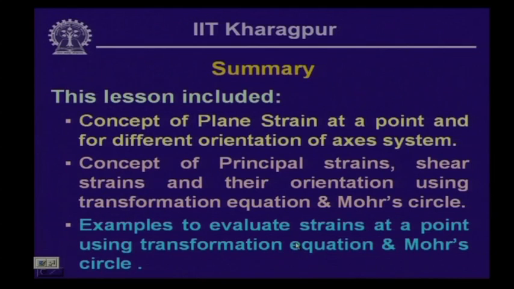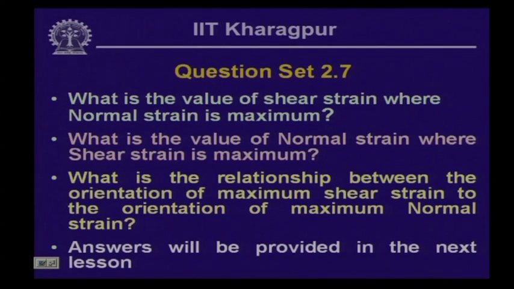Well, this particular lesson included the concept of plane strain at a point and for different orientations of the axis system, the concept of principal strains, shear strain and their orientation using the transformation equation and Mohr circle, and examples to evaluate strains at a point using the transformation equation and Mohr circle. And look into this question: what is the value of shear strain where normal strain is maximum? What is the value of normal strain where shear strain is maximum, and what is the relationship between the orientation of maximum shear strain and the orientation of maximum normal strain?